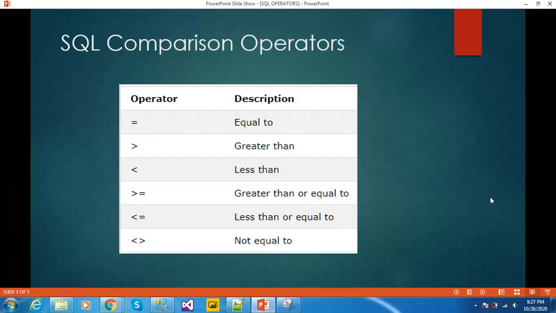We also have SQL comparison operators like equal to, greater than, less than, greater than or equal to, less than or equal to, not equal to. Now let us see how these operators work in SQL Server.